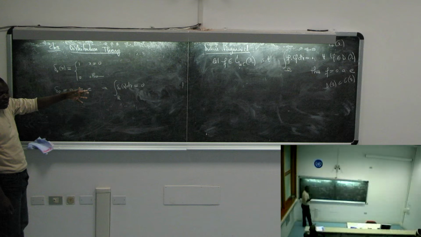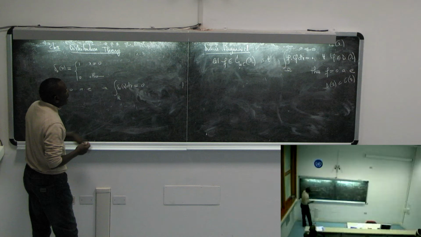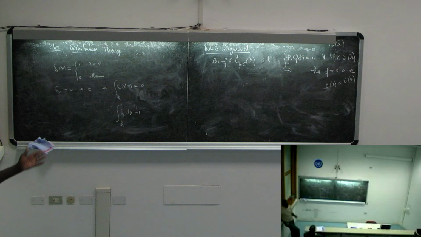Now, you will see that physicists, for example, use this integral. And you will see they write that the integral over R of delta naught dx is 1. Physicists use it and they write this to be 1.